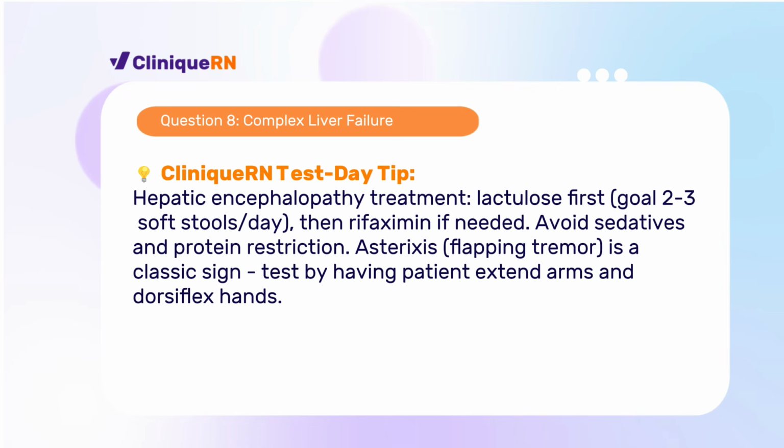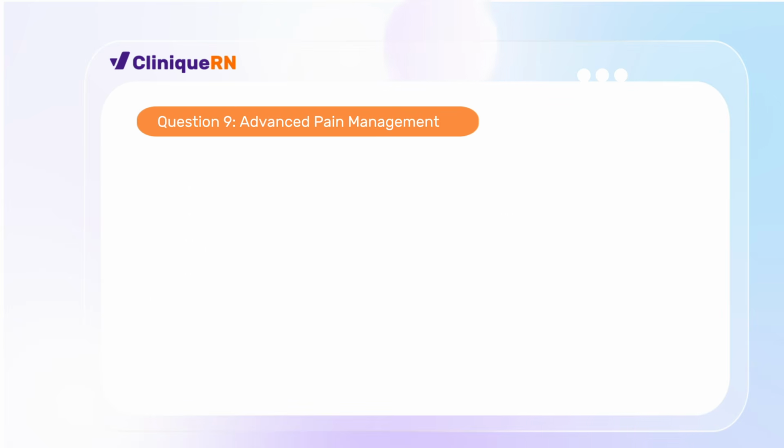Clinique RN Test Day Tip. Hepatic encephalopathy treatment. Lactulose first, goal 2 to 3 soft stools per day, then rifaximin if needed. Avoid sedatives and protein restriction. Asterixis is a classic sign. Test by having the patient extend arms and dorsiflex hands.